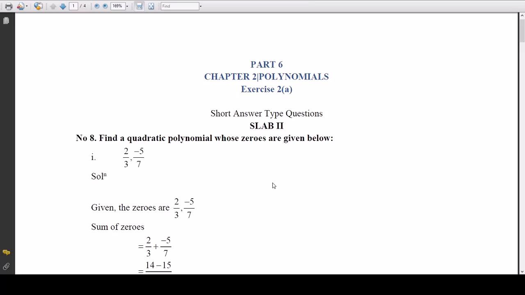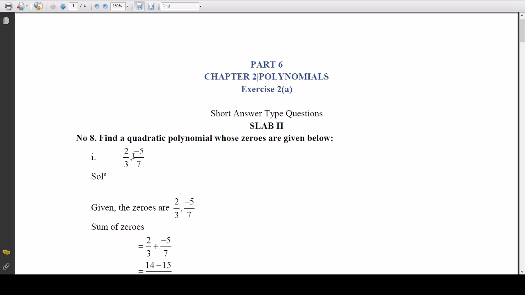Okay, welcome students. Here we'll be discussing part 6 of this chapter 2, problem number 8. Find a quadratic polynomial whose zeros are given below. Number 1: 2 by 3 and minus 5 by 7. What are these? These are the zeros of a polynomial. To find a quadratic polynomial, we need the sum and product of zeros.